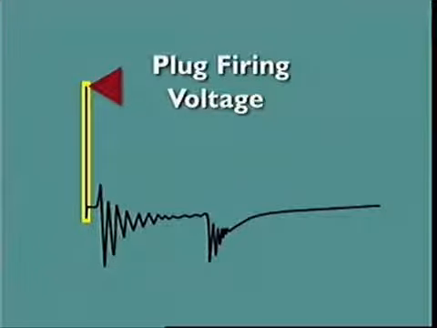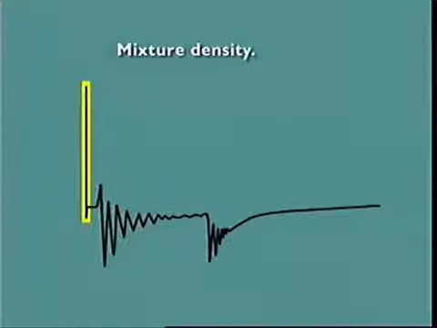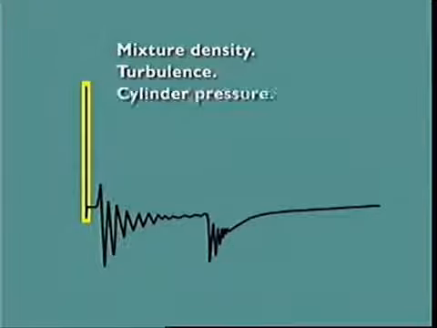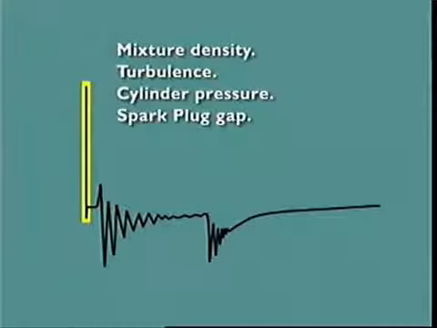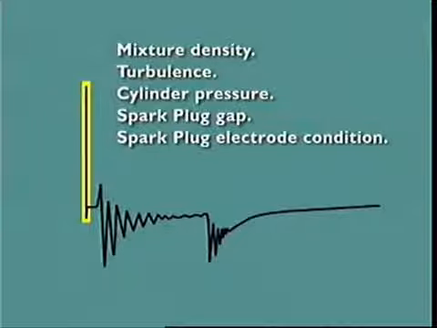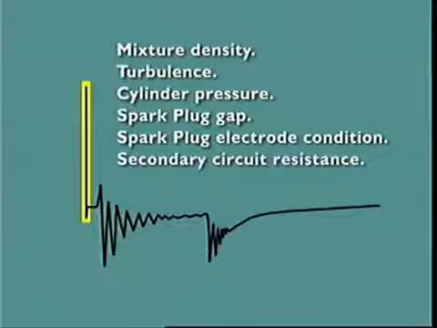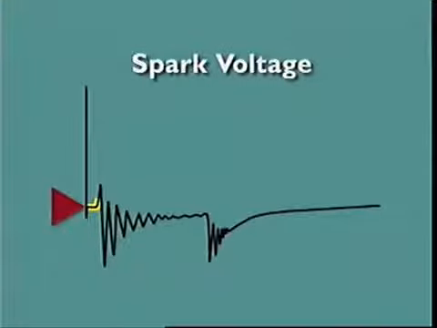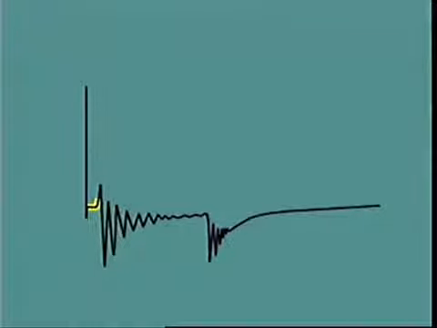The level of plug firing voltage depends on many factors, such as the mixture density, turbulence, the pressure in the cylinder, the spark plug gap, the condition of the spark plug electrodes, and the resistance of the secondary circuit. When the spark reaches the point where a high-intensity current is flowing in the secondary circuit, the voltage drops to a much lower spark voltage level, sufficient to sustain the spark. This gives the mixture the opportunity to ignite during the duration of the spark.